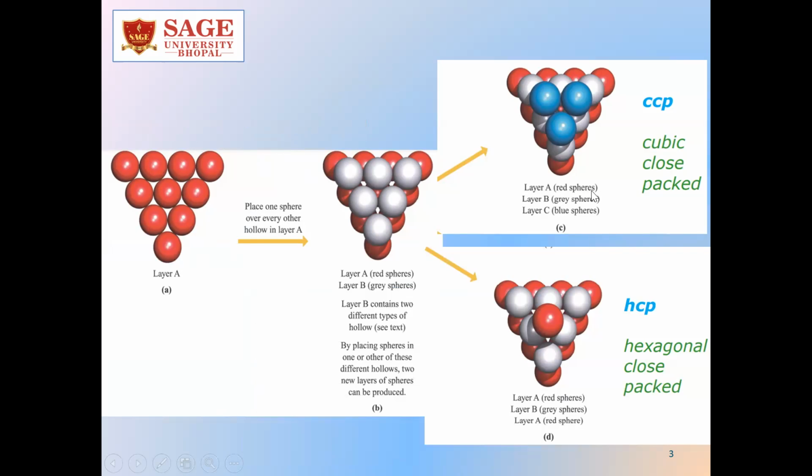Layer A is the red sphere, layer B is the gray sphere, layer C is the blue sphere. This is cubic close packing. So this is CCP, that is cubic close packed.